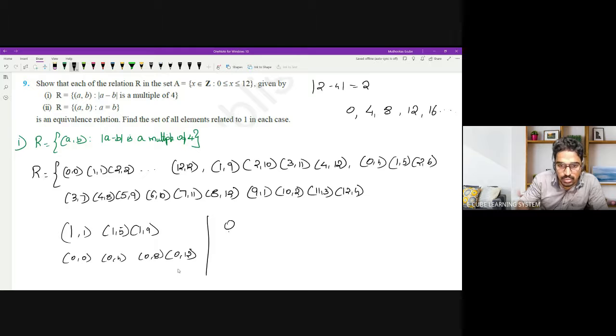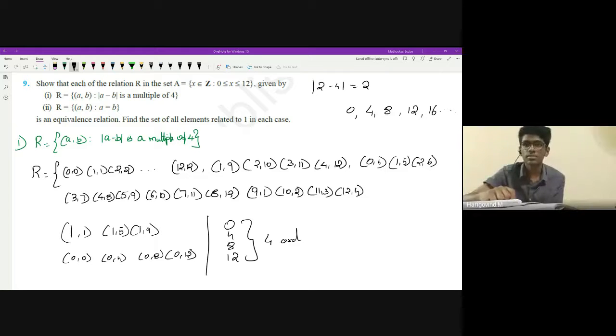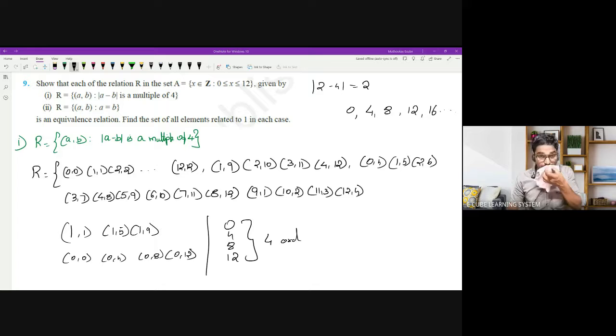I think with 0, 4, 8, and 12, we will get 4 ordered pairs each. And with all other elements, you will get 3 ordered pairs each. Anyway, Harigovind, is it reflexive? Yes, sir. It is reflexive.